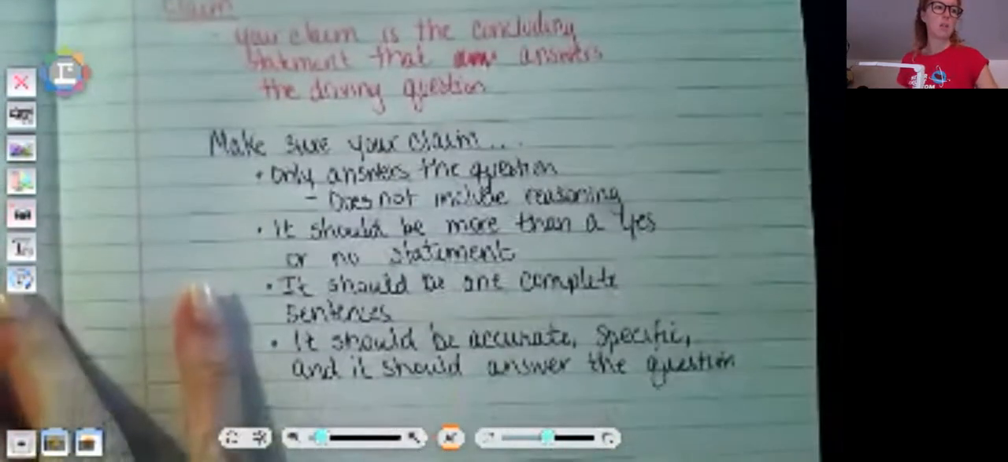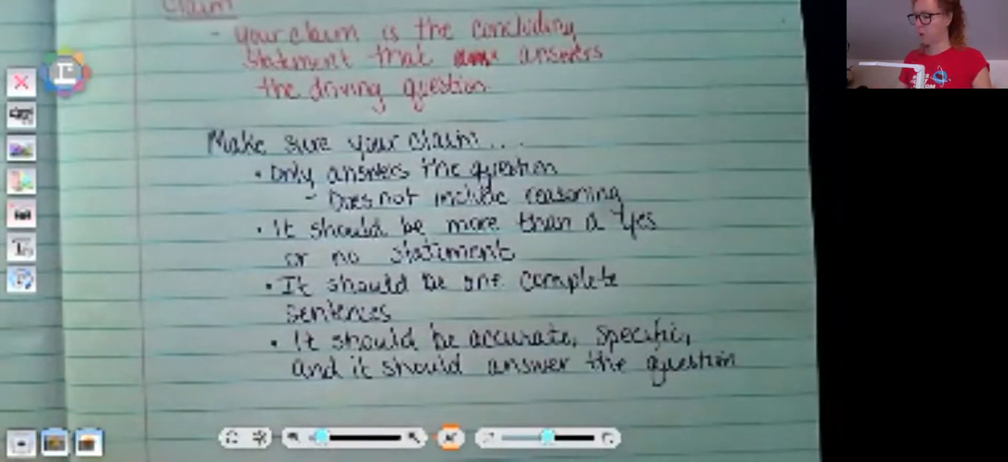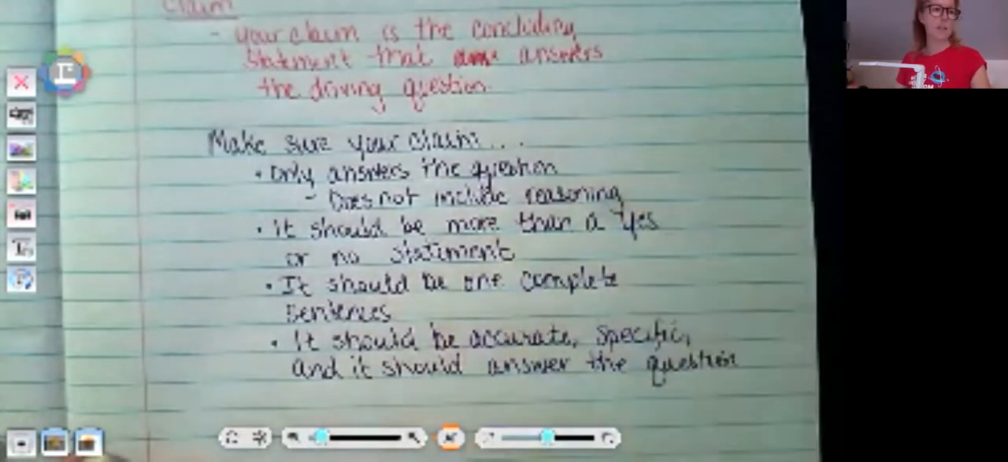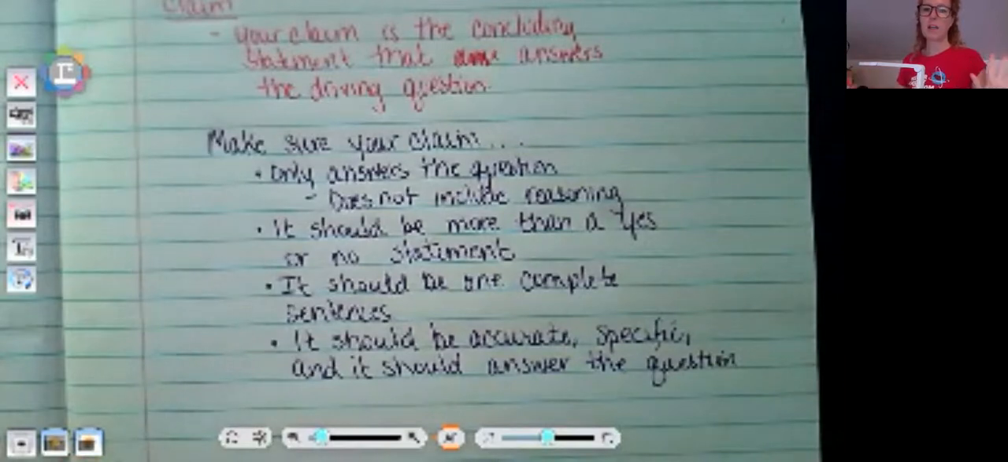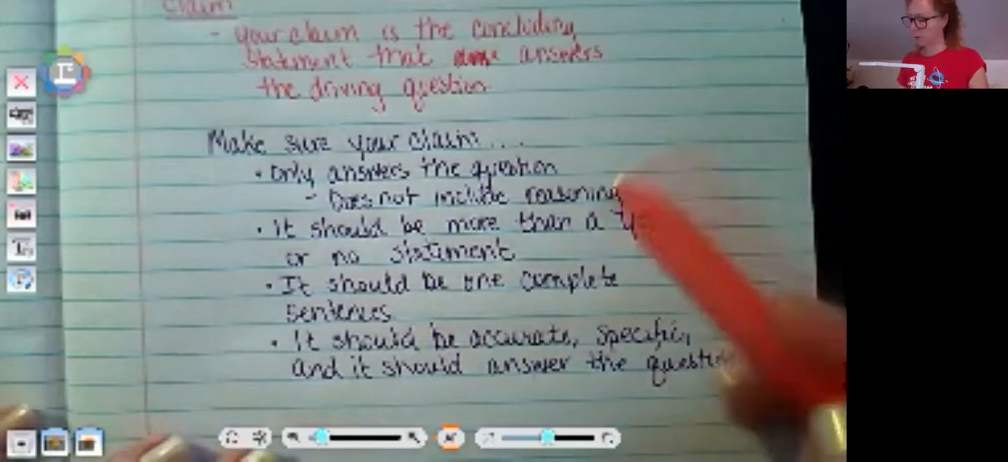You can make yourself a little checklist, like, yep, when you write this, it only answers the question. That's all I have in there. I don't have any evidence, and I don't have any reasoning in it. It's just answering the question. So you could check that off.